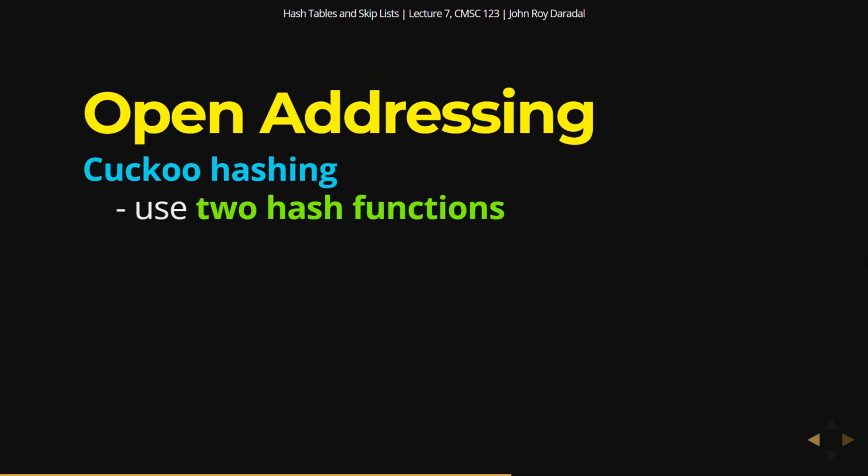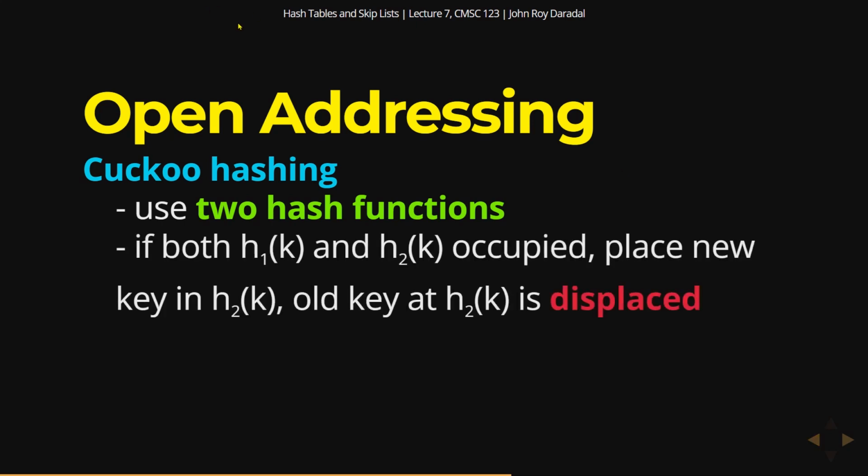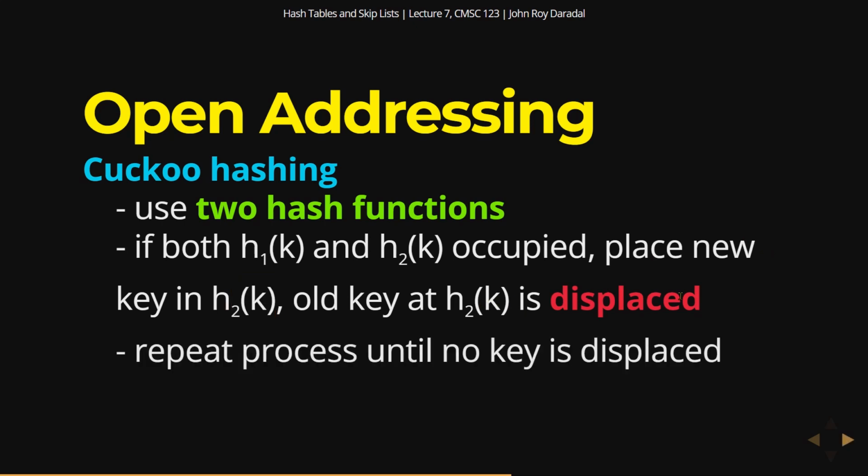And then finally, the last one is cuckoo hashing, which also uses two hash functions. So first you use h1. If the hash value there is not available, then you use h2. If it's still not available, then this is what you'll do. If both h1(k) and h2(k) are occupied, then you will overwrite h2(k) with the new key that you want to add. So the old key at h2(k) is displaced, and then you repeat this process with the displaced key. So you basically add it back again.